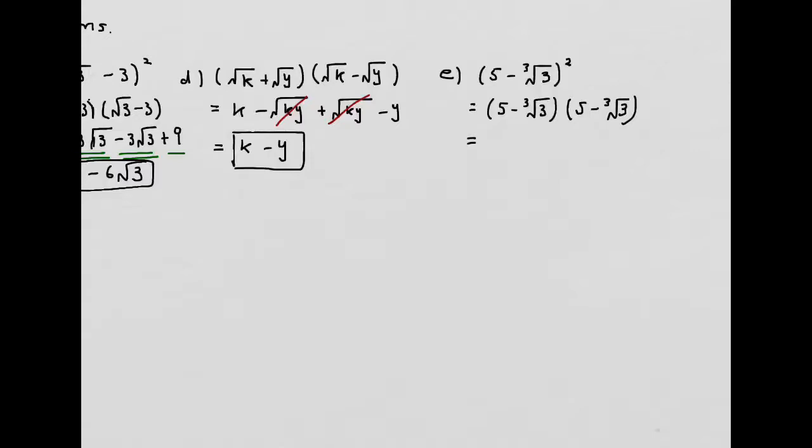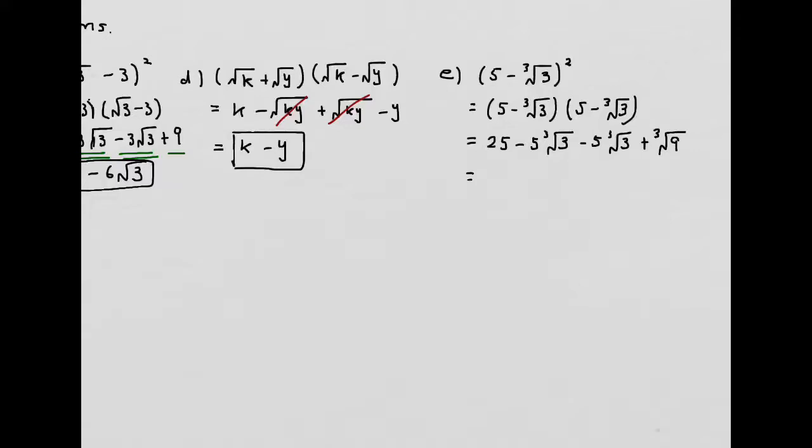First times first gives you 25. Outer, you get 5 times cube root of 3. Inner, you get 5 times cube root of 3. And last two are both negative, so you're going to get plus. Cube root of 3 times 3 will be 9.